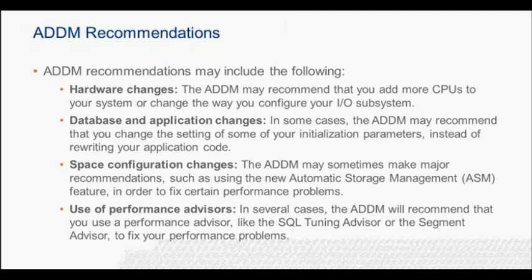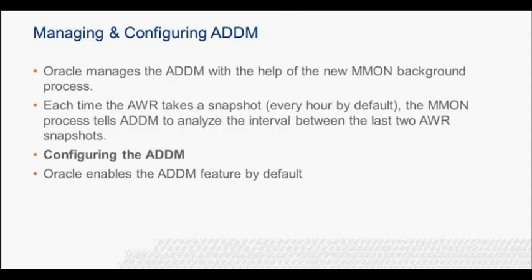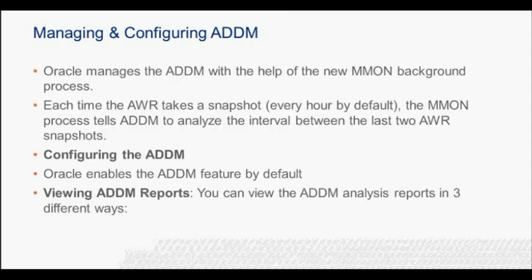In hardware changes, ADDM may recommend that we change the hardware of the system or configure input-output. Database and application changes, in that section ADDM can suggest the change of some parameter values. Space configuration, in that ADDM can suggest use of automatic storage management or addition of a new hard disk. Now there are several ways to produce reports from the ADDM analysis, but all follow the same format.